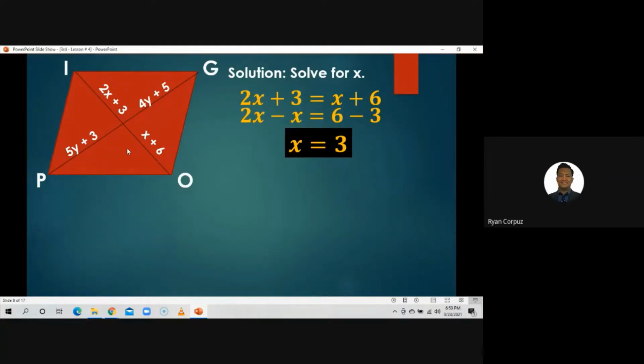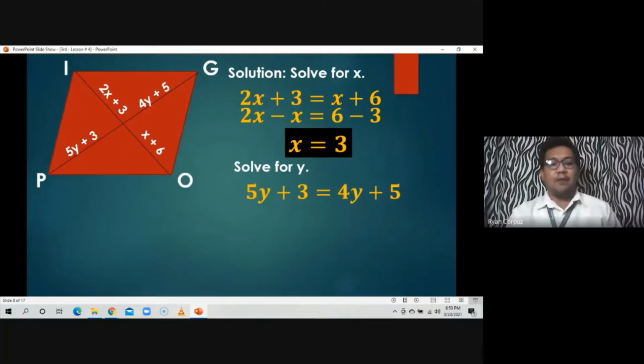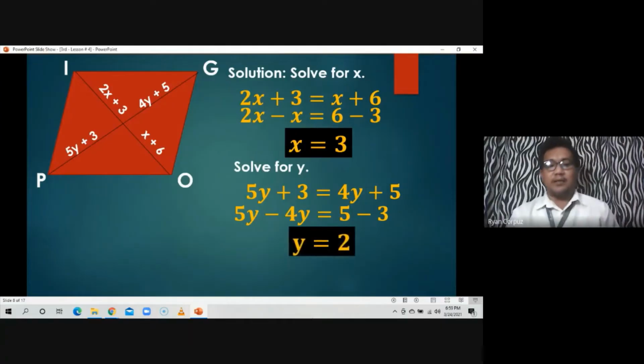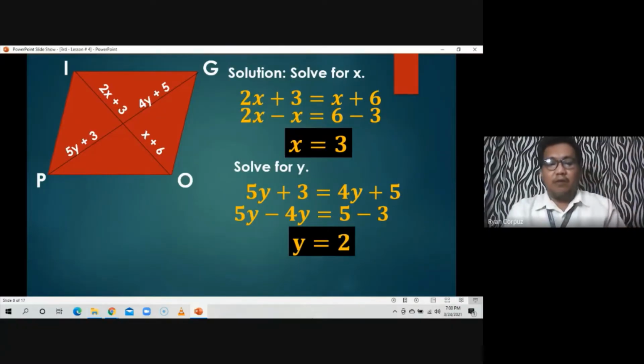How about y? So this diagonal naman, hinati niya yung diagonal to into equal measures. Same way on what we did on solving for x, to solve for y, we can also equate the two given measures of the segments there. So we come up with 5y plus 3 is equal to 4y plus 5. Then combine similar terms, move 4y to the left side and 3 to the right side. So meron tayong y, when simplified, y is equal to 2. So we already got the value of x and the value of y, which is 3 and 2.